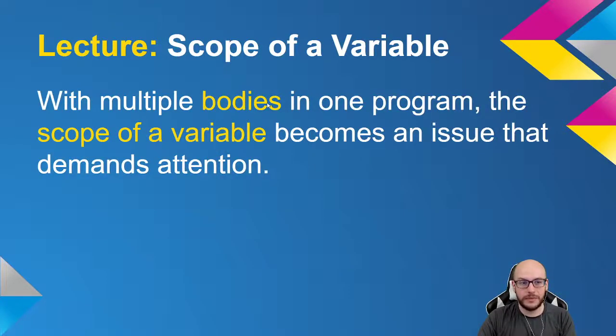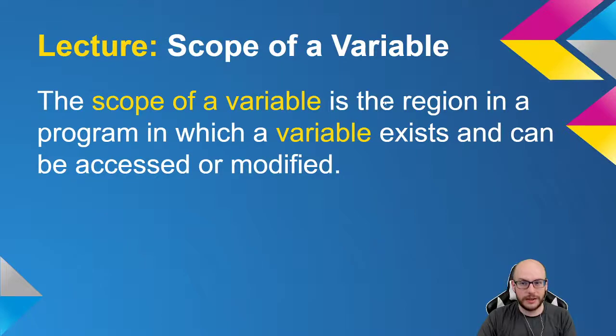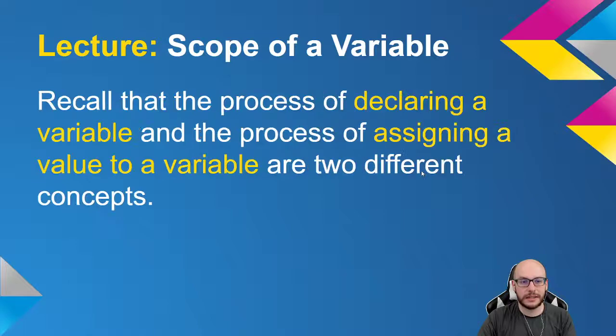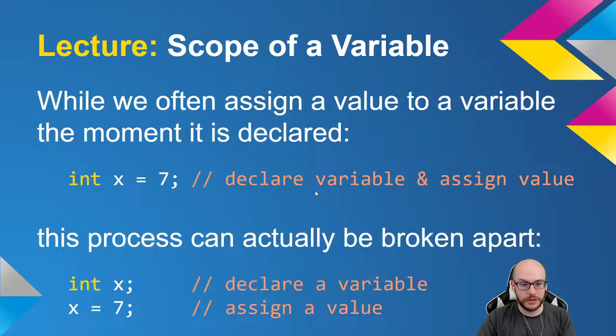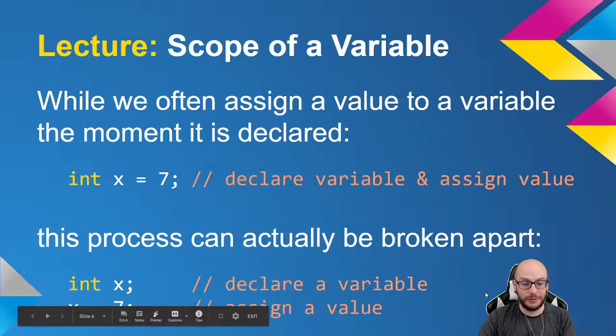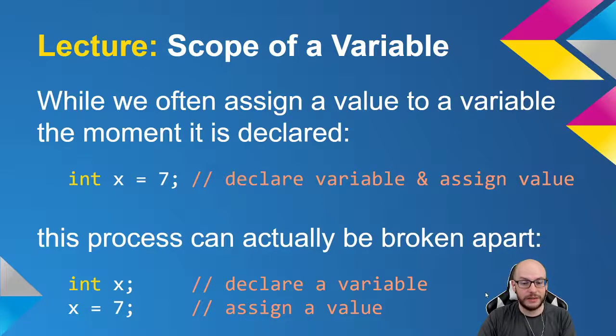So, with that, the scope of a variable becomes an issue that demands attention. What we're talking about here is the region in a program in which a variable exists and can be accessed or modified. Recall that the process of declaring a variable and the process of assigning it a value are two different concepts. We're going to do this most frequently. We're going to declare the variable and give it a value all in the same step. But keep in mind that this can actually be broken apart.